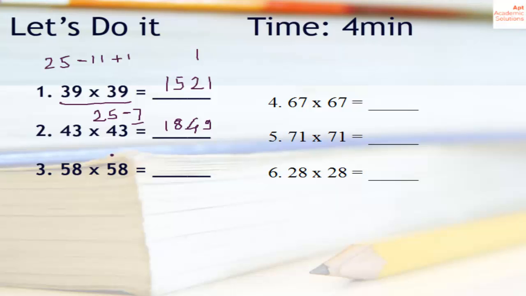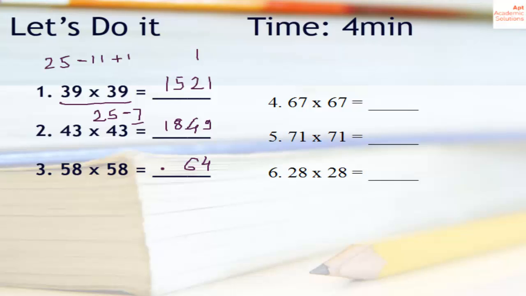Similarly, if you want to find the square of 58 into 58, what we have to do? Again, we have to compare with 50. Now, 8 is the value of the x. So naturally, our right hand side is going to be 64.